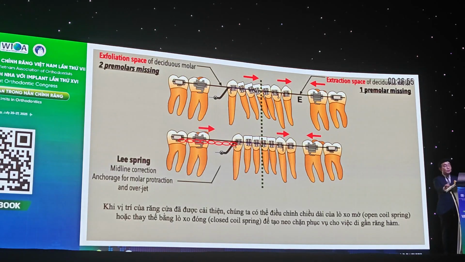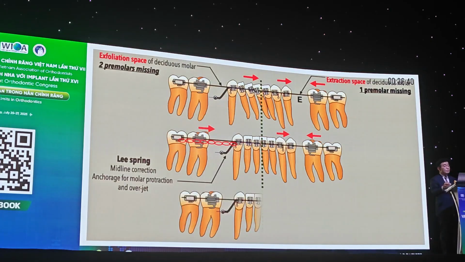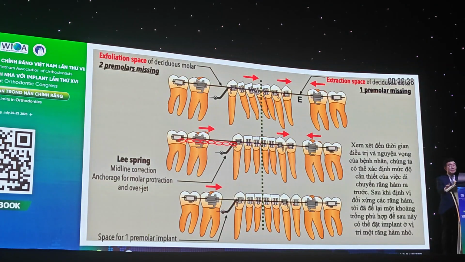Once the position of the incisors shows improvement, I can adjust the length of the open coil spring or replace it with a closed coil spring to establish an anchorage for the forward movement of the molars. Considering the duration of the treatment and patient preference, we can determine the extent of forward movement of the molars. After achieving a symmetrical position of the molars, I left adequate space for a future implant in the area of one premolar.